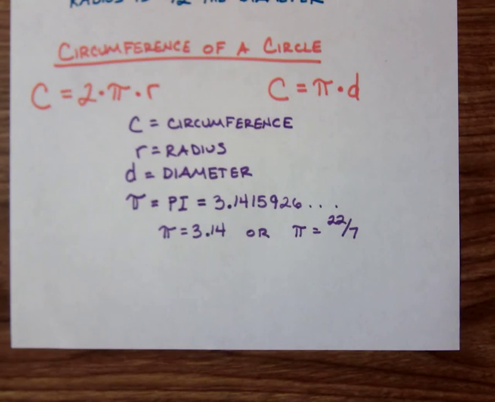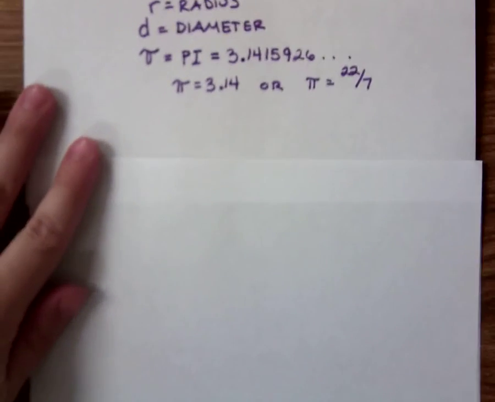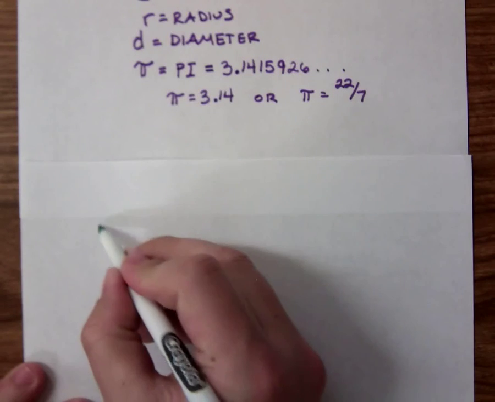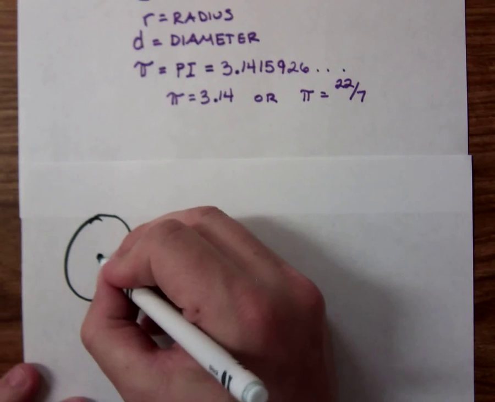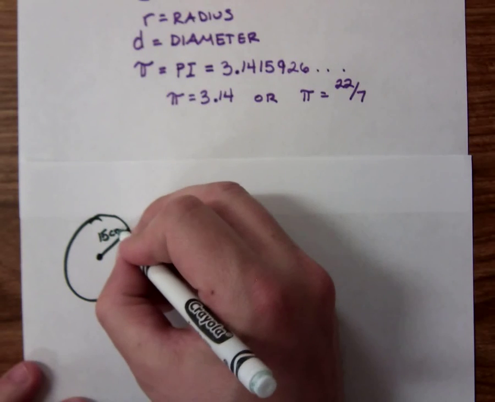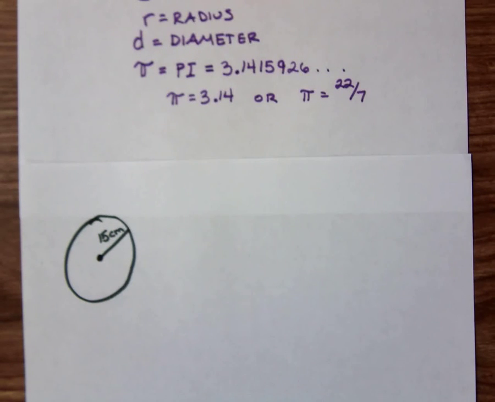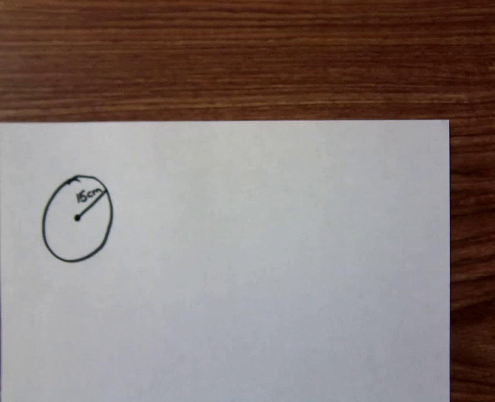So I want to give you 2 examples of this, 2 circle problems, one using the radius and one using the diameter. So let's start off with this circle, and let's say the radius is 15 centimeters. I told you there are 2 formulas to use to find the circumference of a circle, and there are, but generally you use whichever one goes with the information you're given. If you're given the radius, you use the formula that has r in it, and if you're given the diameter, you use the one that has diameter in it.